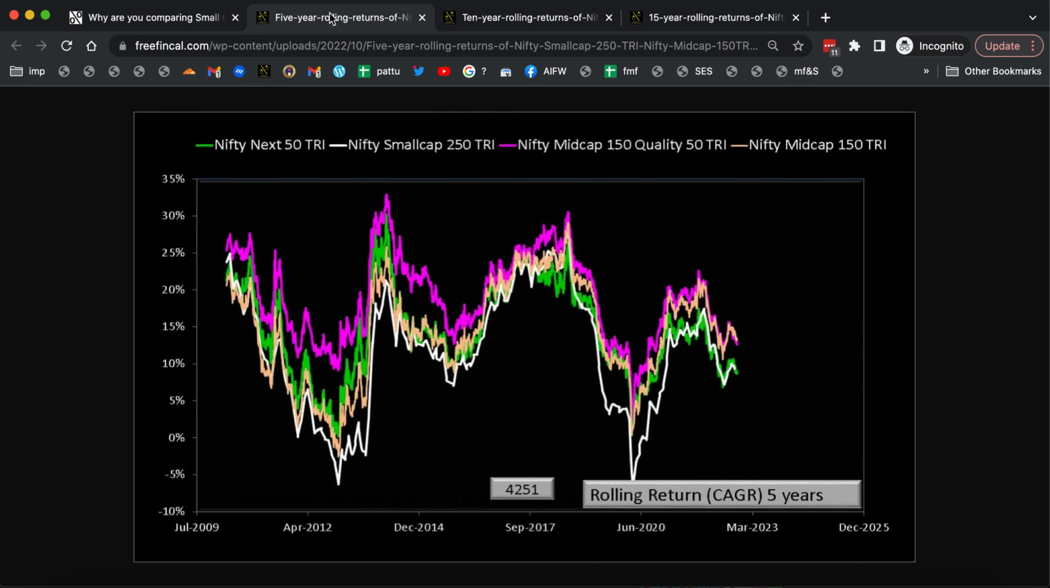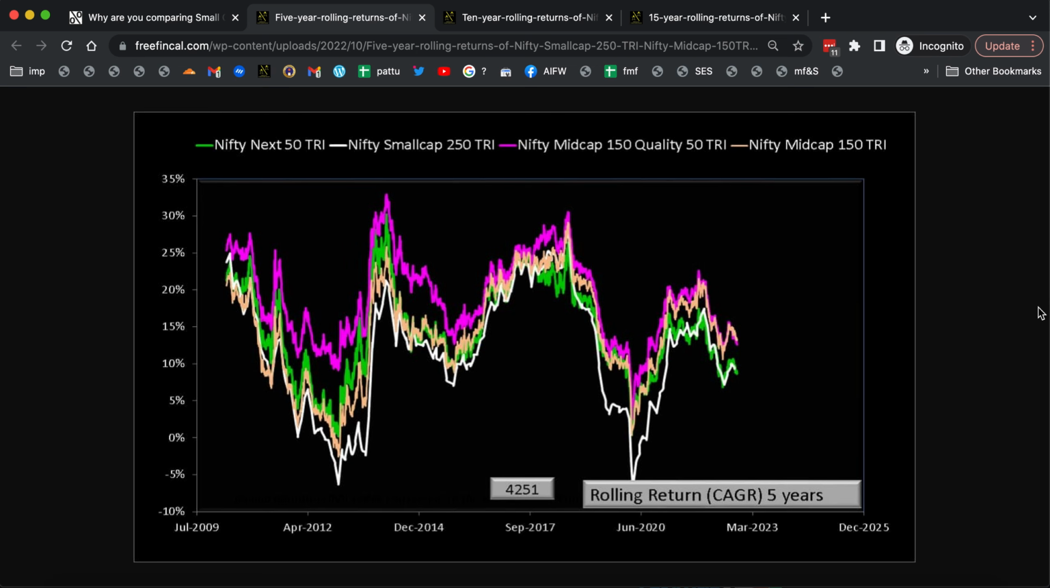For example, if you look at the 5-year rolling returns of the Nifty Next 50 in green, the Nifty Small Cap 250 in white, the Nifty Midcap 150 Quality 50 in pink, and the Nifty Midcap 150 in light brown. It's hard to see, but you should be able to make it out. You can see that there are 4,251 data points in each colored line, and they represent every possible 5-year return since the small cap index existed.